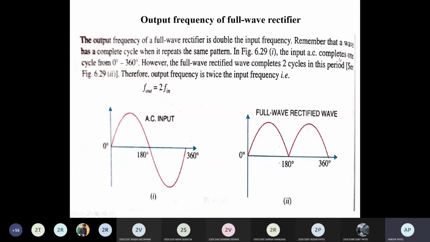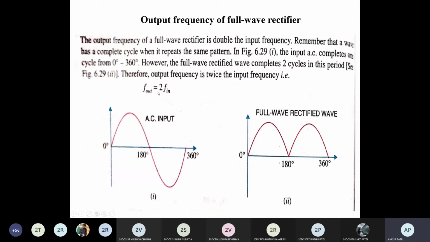So the input AC completes one cycle from 0 to 360 degrees. However, the full wave rectified wave completes two cycles in this period. Okay, you can say 0 to 180 and 180 to 360 degrees, but it repeats the same kind of waveform. So for this, we have a frequency of 50 Hertz, so it becomes double for the full wave rectifier. So here the output frequency is twice the input frequency for the full wave rectifier due to having the same pattern of waveform.